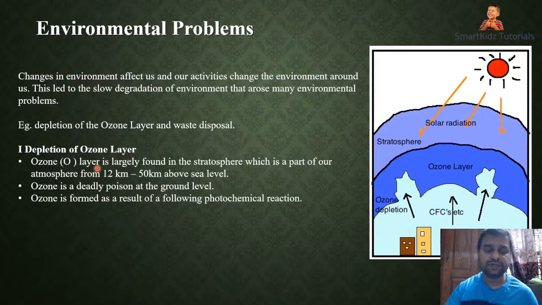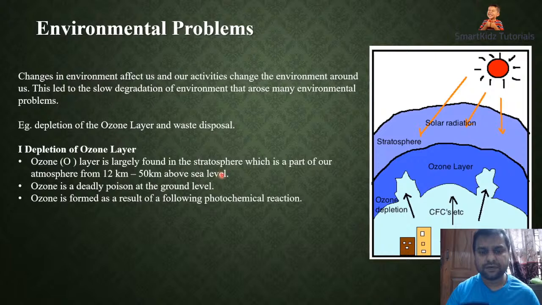The depletion of ozone layer. See, ozone is a three-atom molecule. It's actually oxygen, but it's three atoms of oxygen forming an O3 molecule, and that ozone is actually poisonous at our level. That means if we consume ozone, that would be poisonous for us. But this poison actually serves as a protective layer above the atmosphere, protecting us from harmful UV rays which come from the sun.